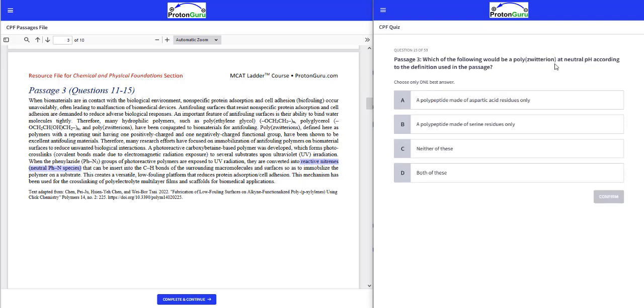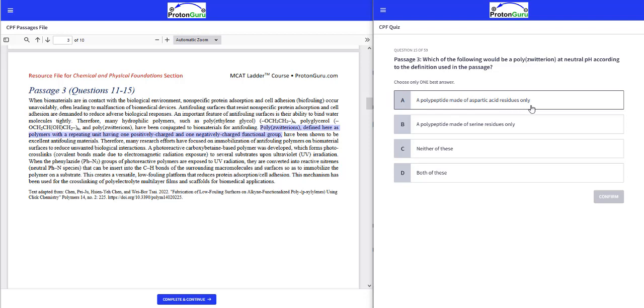Next, which of the following would be a polyzwitterion at neutral pH according to the definition used in the passage? So you may not know what a polyzwitterion is. We go to the passage and try to find that word, polyzwitterion, and they say that polyzwitterions are defined here as polymers with repeating units having 1 positively charged and 1 negatively charged functional group. It's a very specific definition, so it should be relatively easy to find something like that.